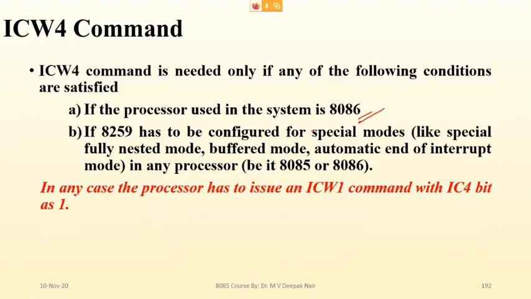Only if you need to configure the 8259 in particular special modes, then in that case only you will need ICW4. Remember, ICW4 is needed only when 8086 is connected with the 8259, or when you need special modes, not the normal modes, special modes like fully nested mode, buffer mode, automatic end of interrupt mode, etcetera. And definitely ICW1 will inform the system whether ICW4 is needed or not.